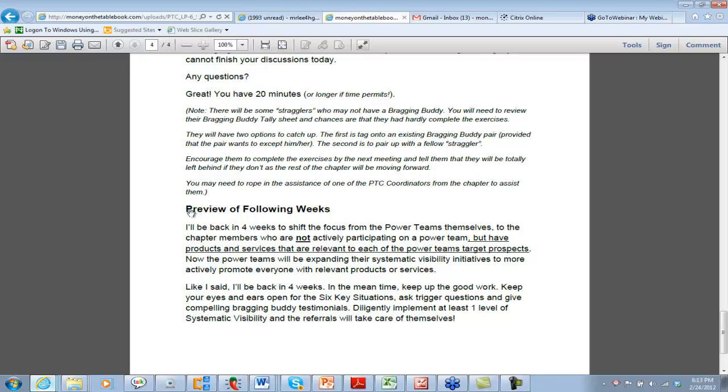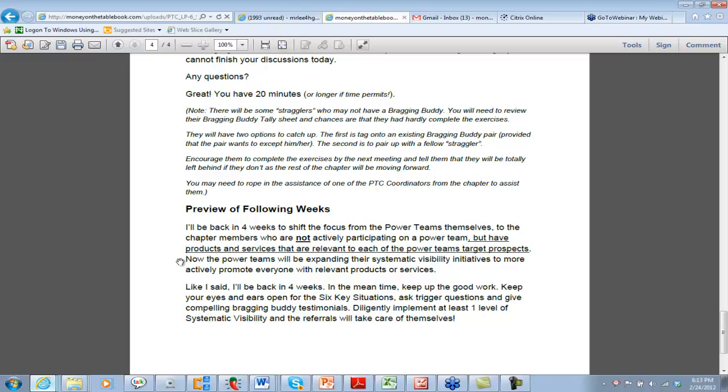And then we'll wrap it up by saying preview of the following weeks. The director's saying, I'll be back in 4 weeks to shift the focus from the power team themselves to the chapter members who are not actively participating on the power team, but have products and services that are relevant to each of the power team target prospects. Now, isn't this the question that we were asked specifically just a few minutes ago? Okay, that's really what we want, is we want the power team to create referrals for everybody in the chapter. It's better for the chapter and it's better for the power team. So that's what we're saying here.